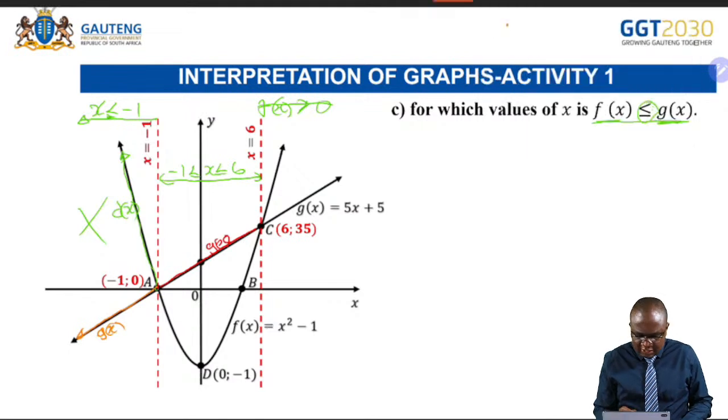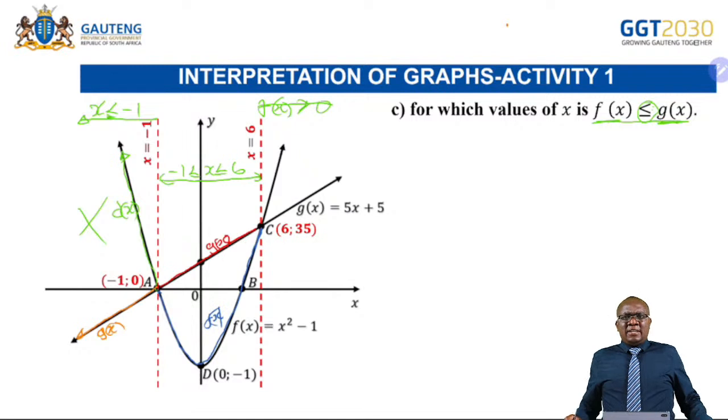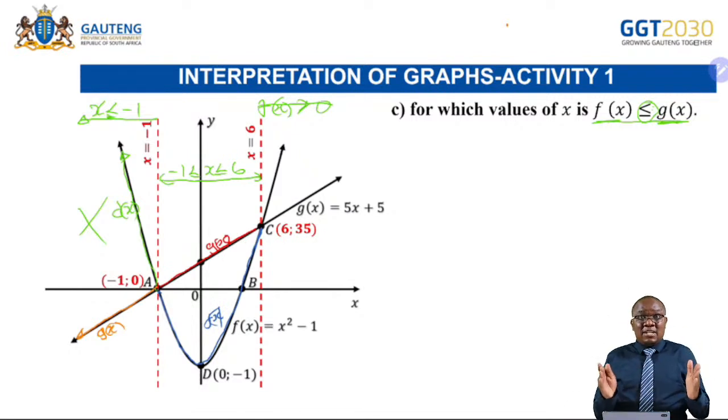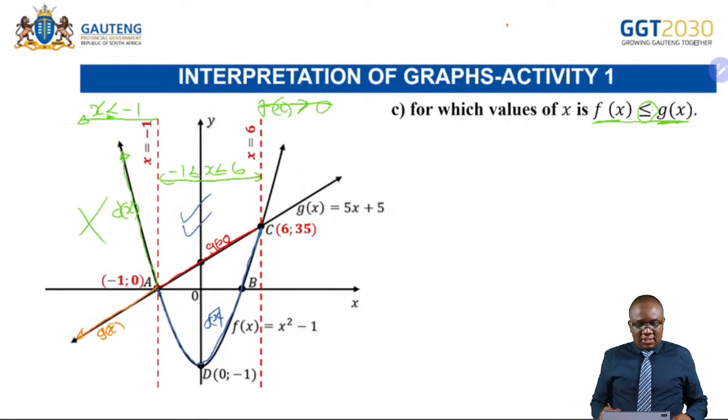Let me use another color. This is f of x. Okay, now which graph is above the other here? g of x is greater than f of x. Between -1 and 6, g of x is above f of x. So we're saying this is the region we want. Okay, because in this case, f of x is less than g of x.